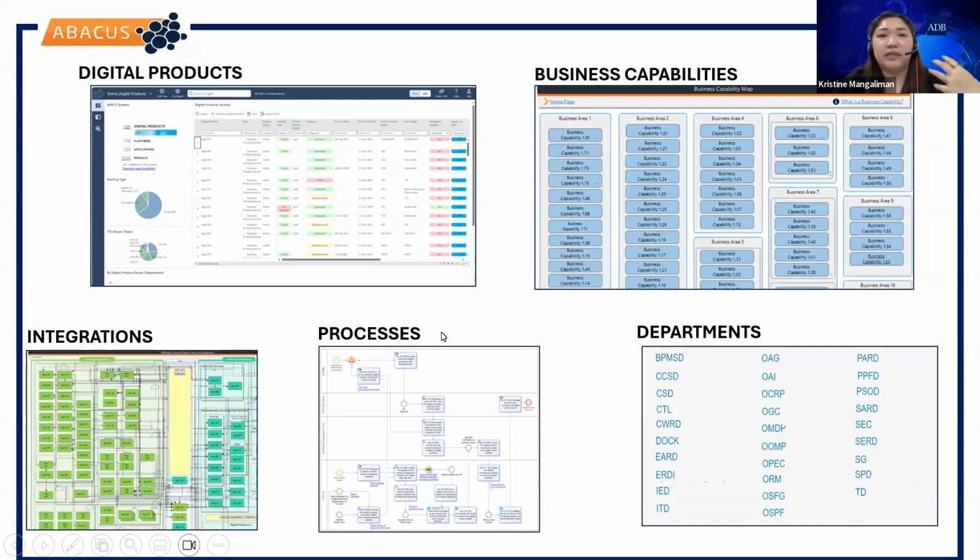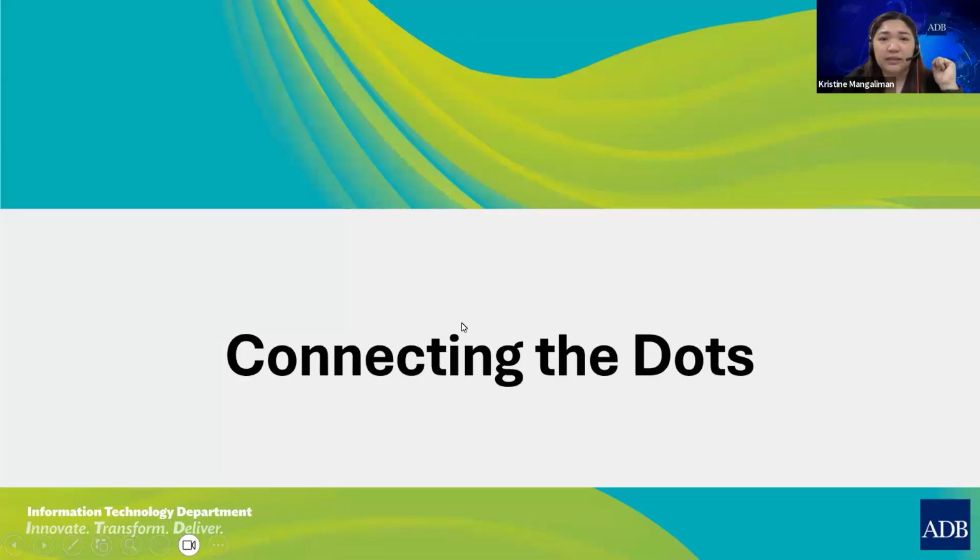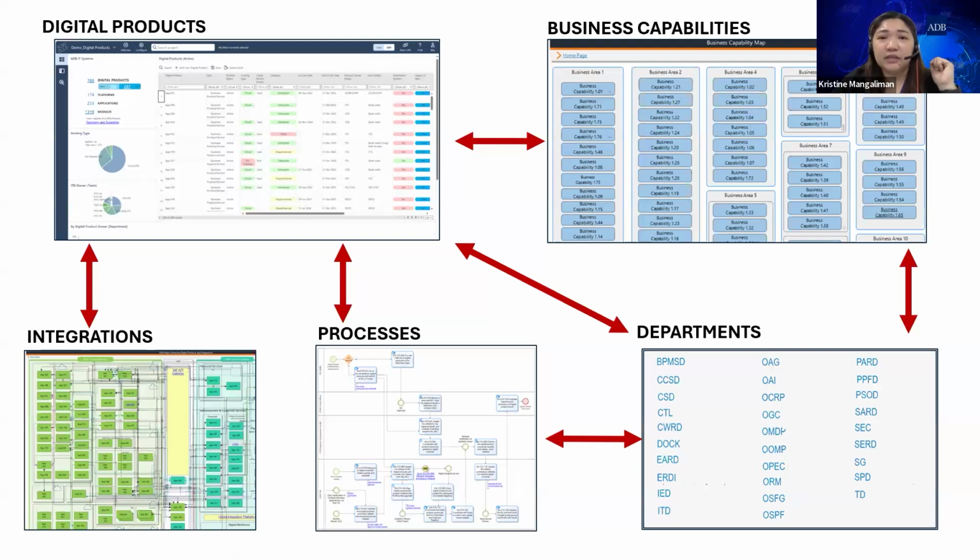So that helps us to maintain a language and a taxonomy that is common across the different areas and not just in IT department. Even with the businesses, these artifacts are available for anyone in ADB. So anyone can go in, look at the processes or capabilities and even the systems that support their departments or those capabilities. So these components are then connected together, again, using Abacus for establishing the interrelations between those components.